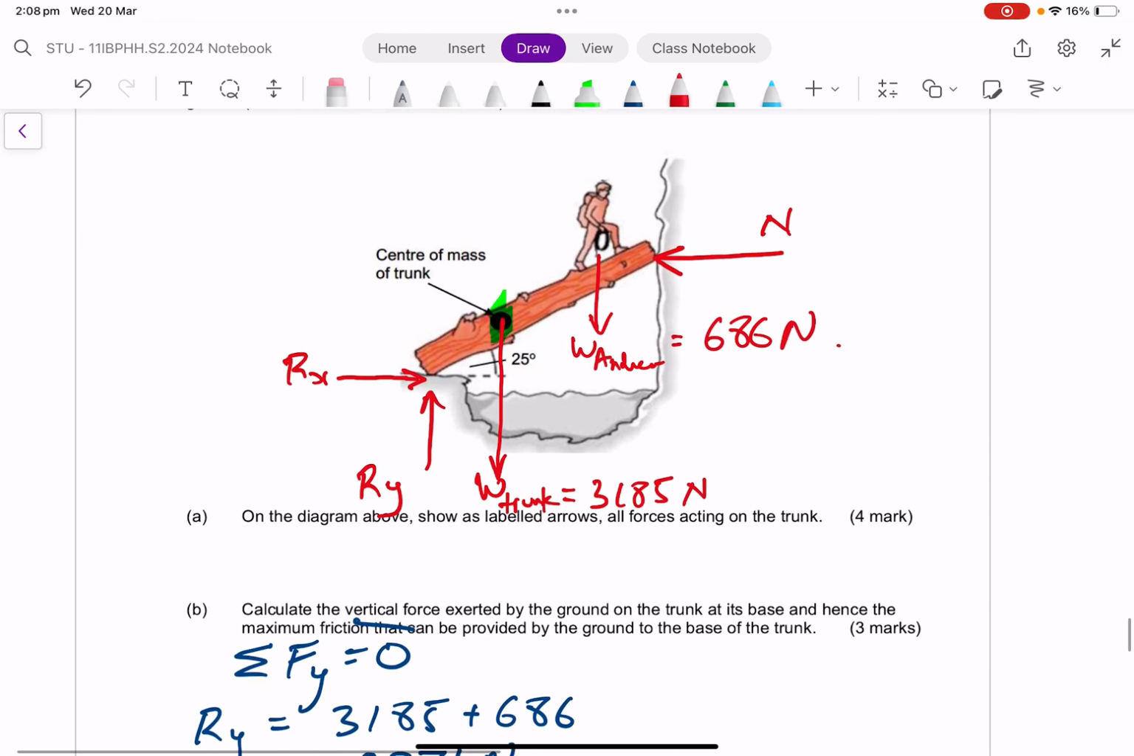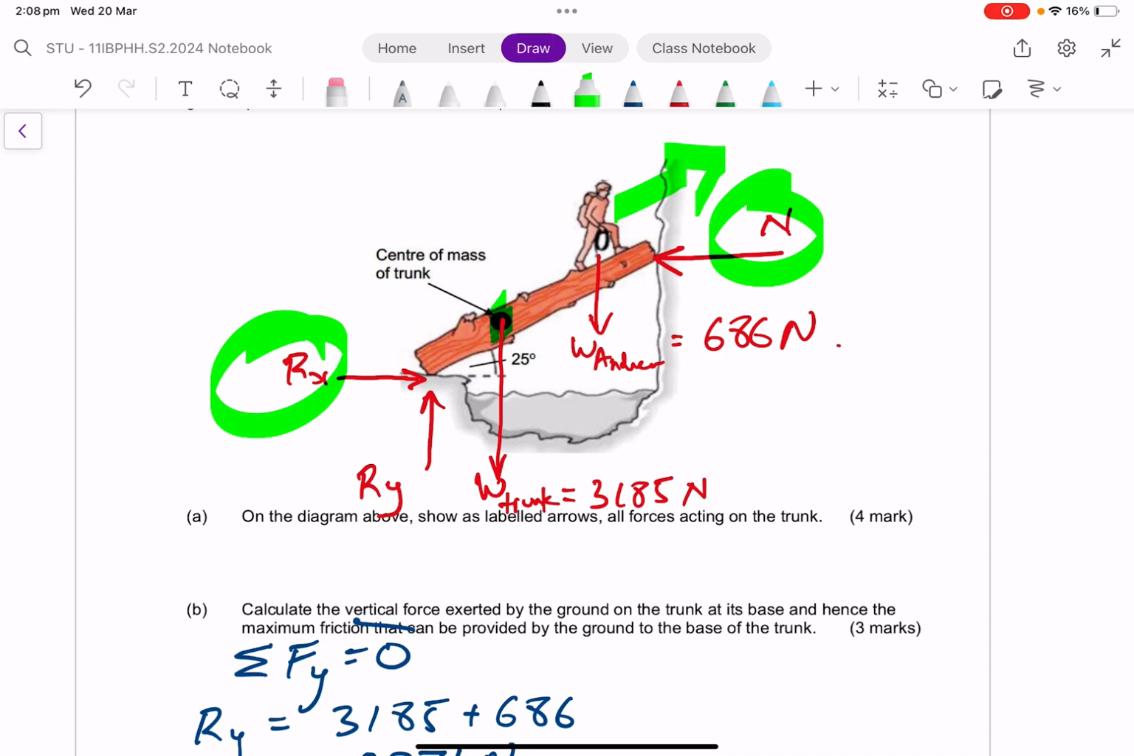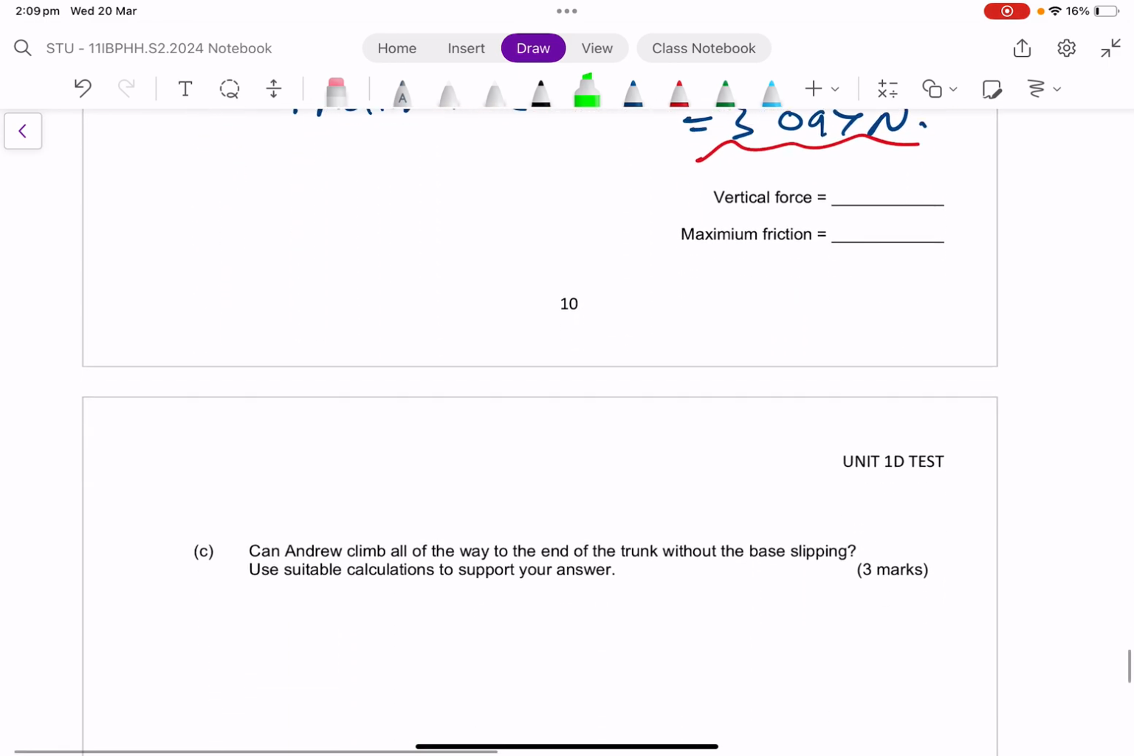So therefore, you see, as Andrew goes further up this way, guess what? He will start causing a bigger clockwise torque, which will mean the normal reaction force will have to be bigger to try to oppose that, to stop him falling, to keep it in equilibrium. But if you look at the forces in the horizontal, there's only 2 forces in the horizontal, Rx and N. So if N has to get bigger to keep it in equilibrium, Rx has to keep matching that, or it will slide. Okay, that's how these ladder questions tend to work.